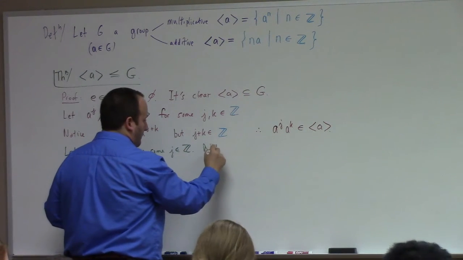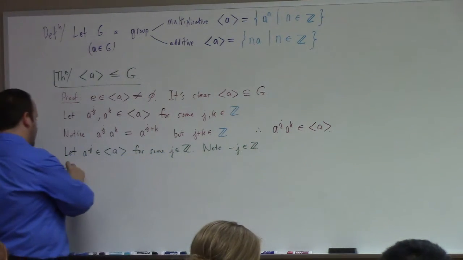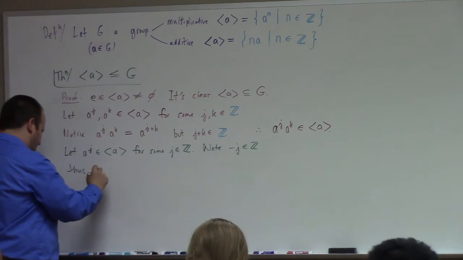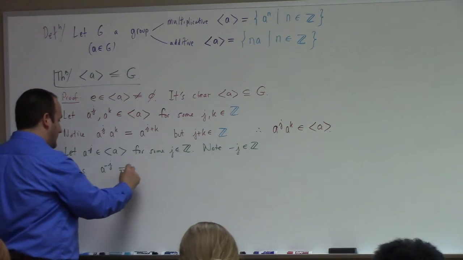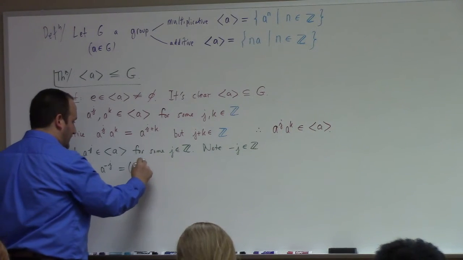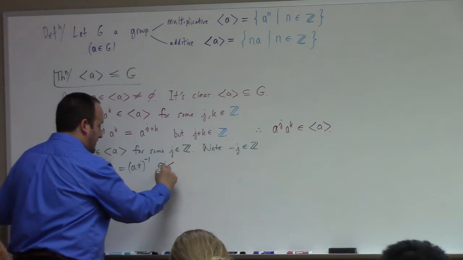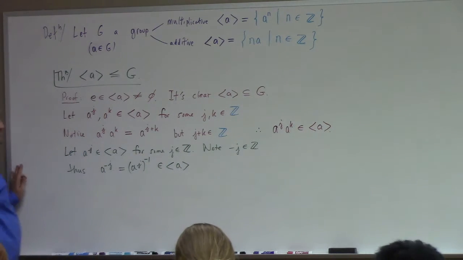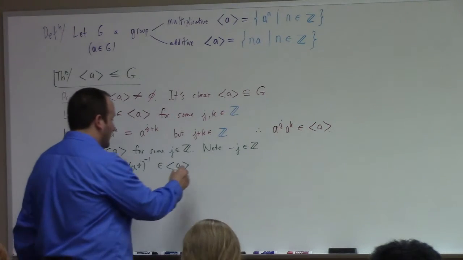Note that minus j is an element of the integers. Thus a to the minus j, which by the way is equal to a to the j inverse in the group, is an element of the cyclic subgroup generated by a, because it's again an integer power of a. So it's in the cyclic subgroup generated by a. And there you have it.